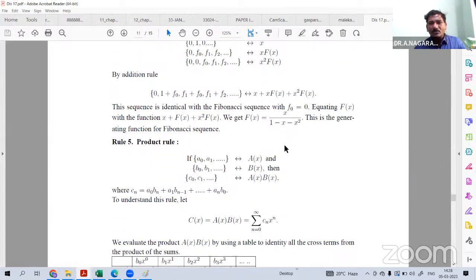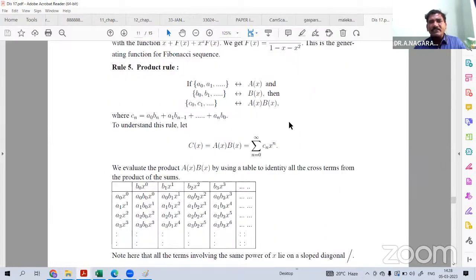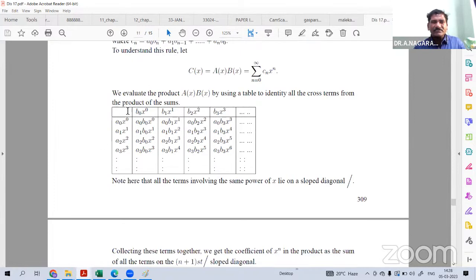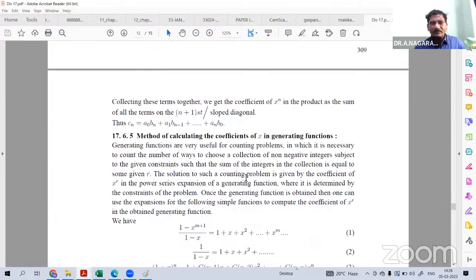Next, it comes to the product rule. Product rule means that for any two sequences having a product, we can take the generating function c of x equal to a of x into b of x. So this is the representation. Product form means inside it there is a table formation.